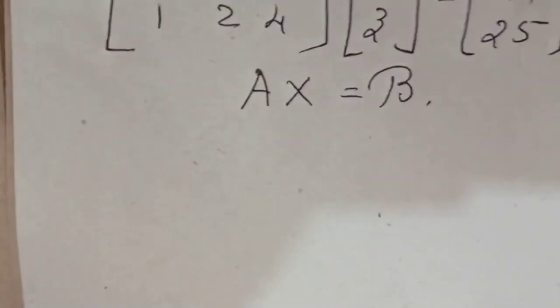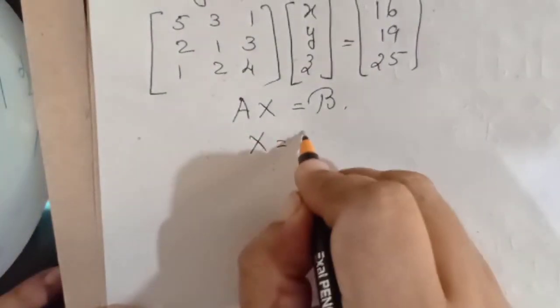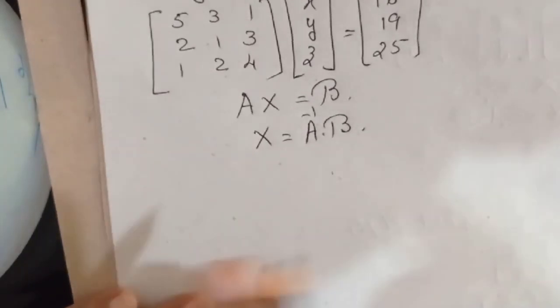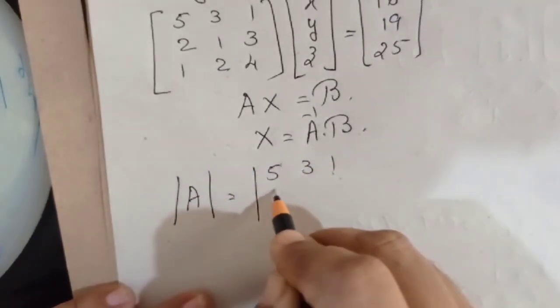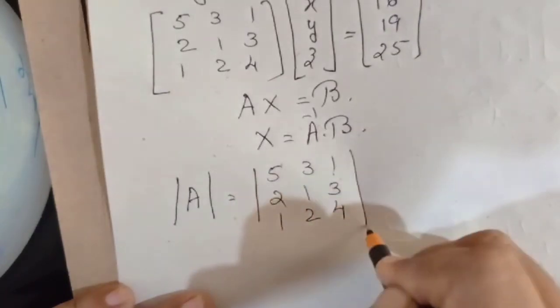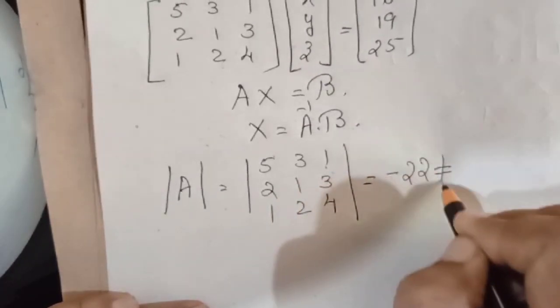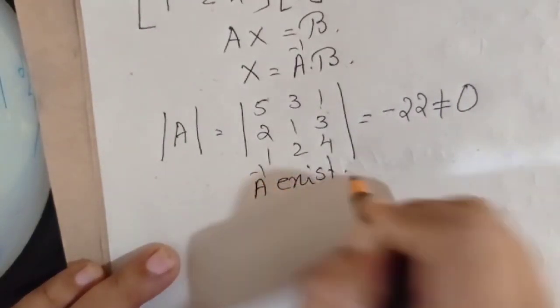Now, X is equal to A inverse B. To find A inverse, it will take time here. This is a 3 by 3 matrix. Anyway, you can find determinant A. Write determinant A. The determinant 5, 3, 1, 2, 1, 3, 1, 2, 4. After expanding 5 into its minor like that, you will get the answer minus 22, that is not equal to 0. Then below write A inverse exists.